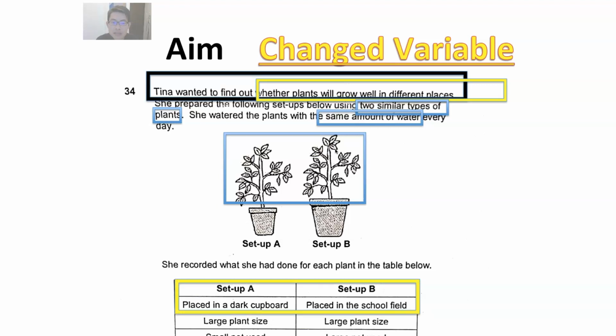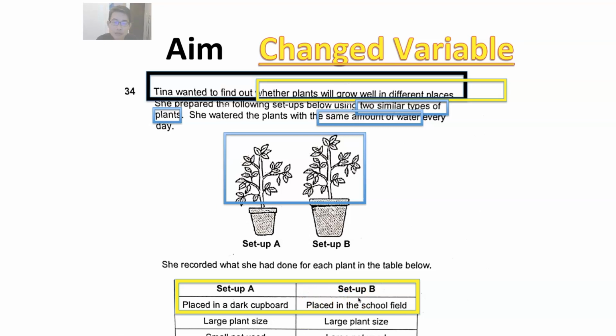So I look at this, yes, the setup A, 1 is placed in a dark cupboard. Dark means that there is no light at all. In science, dark means that there is an absence of light, totally. And for setup B, it's placed in a school field. So school field is an open area, exposed under the sun, so definitely it will be bright.